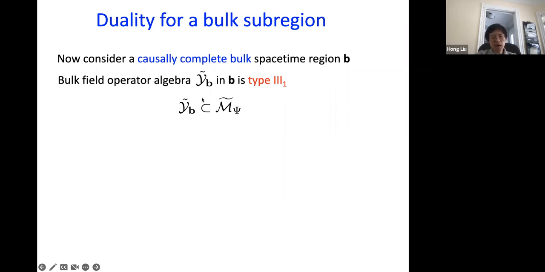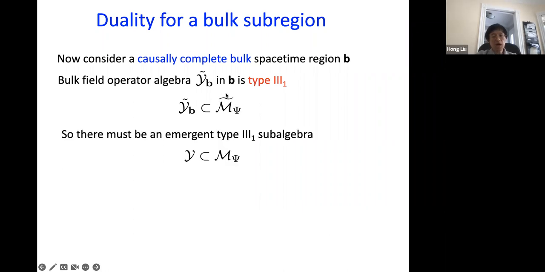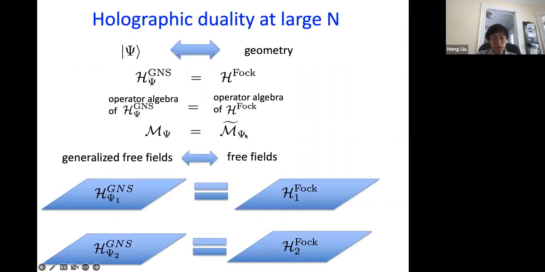So this type III_1 algebra associated with this local region in the bulk is a subalgebra of the full operator algebra in the bulk. But now recall that this full operator algebra in the bulk is identical to the full operator algebra in the boundary theory around this GNS Hilbert space. So there must be a one-to-one identification between their subalgebras.